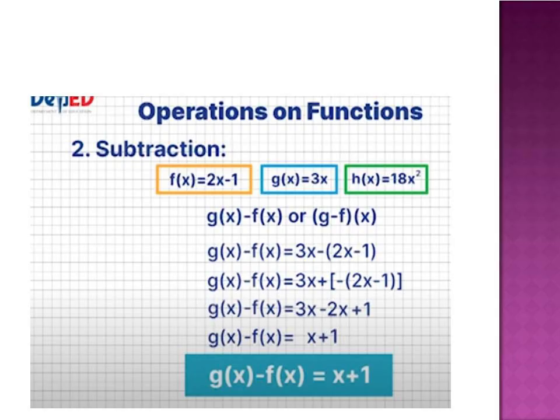We may now combine similar terms. In this case, 3x and negative 2x. 3x minus 2x is 1x, or simply x. Thus, we say that g of x minus f of x is equal to x plus 1.